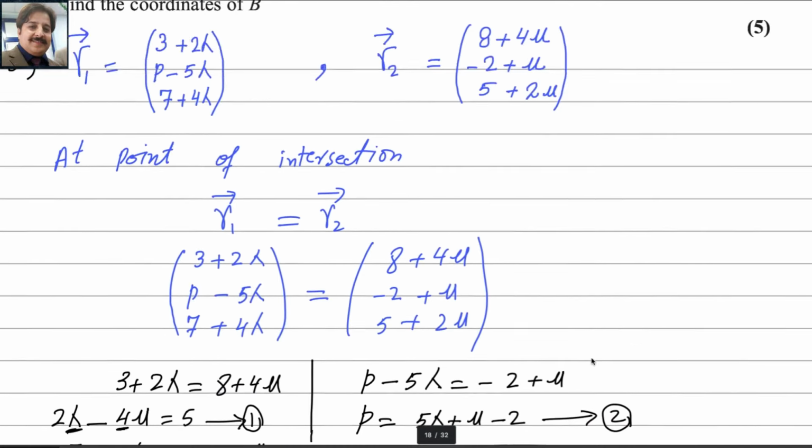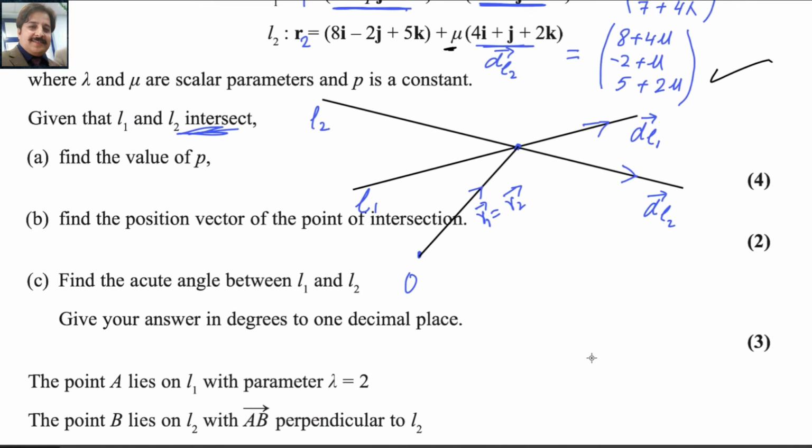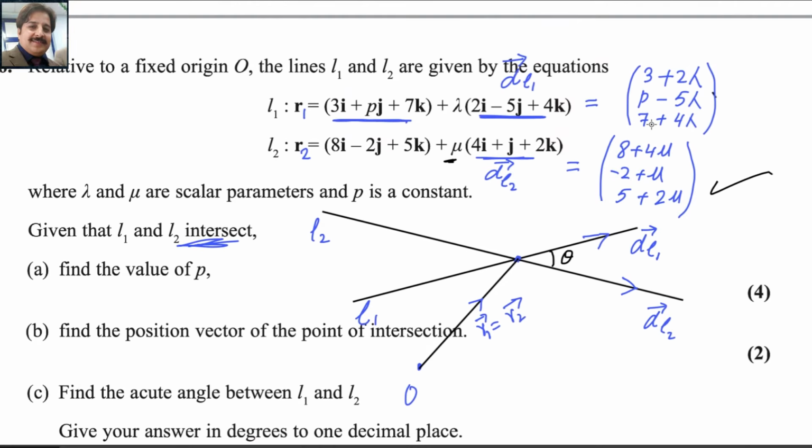Now for C, find the acute angle between the lines L1 and L2. We know that here they are making an angle theta, okay. This is the angle theta, the acute angle. There is the acute angle and the other one is the obtuse angle, at the point of intersection. This is the direction vector for L1, and I already told you this is the direction vector DL1, okay, and this is the direction vector for L2.